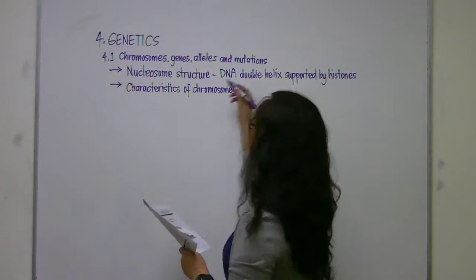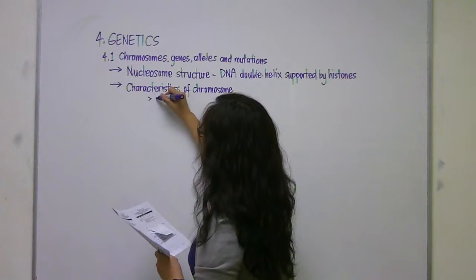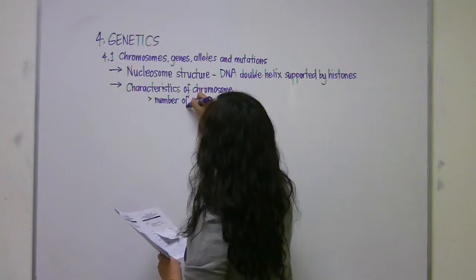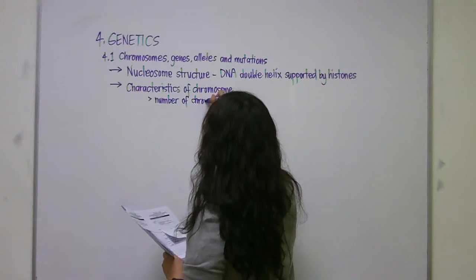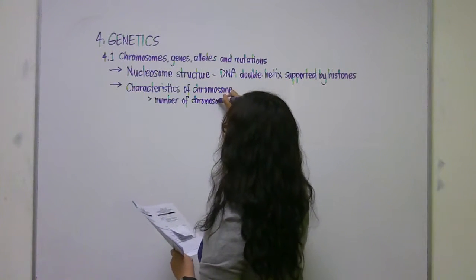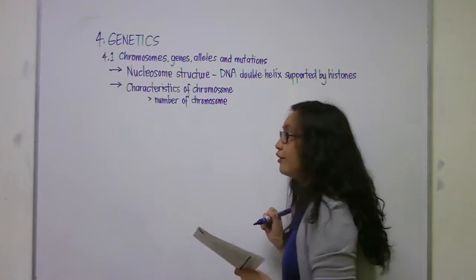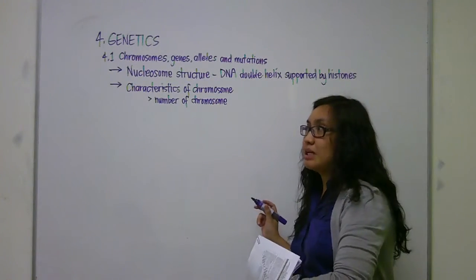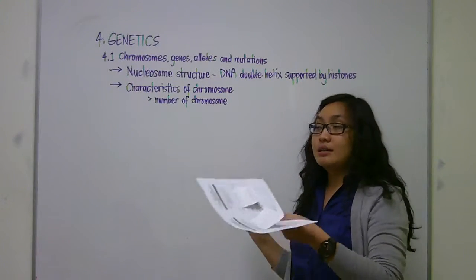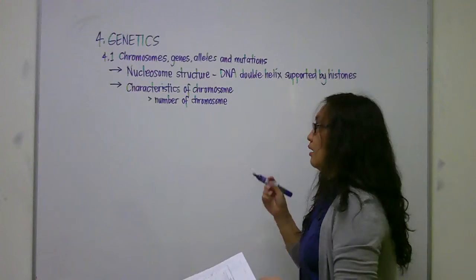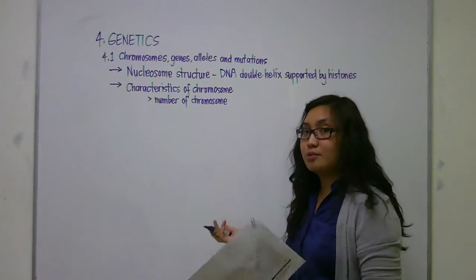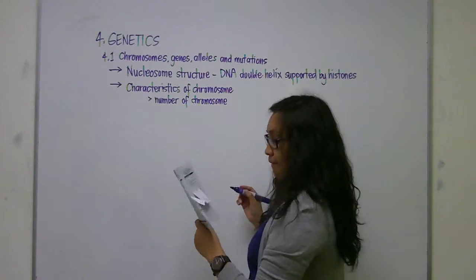So we have to include the number of chromosomes. It's not really required for students to know how many chromosomes each and every species should have, but in the case of humans, they need to know that there are 46 chromosomes and 23 pairs.